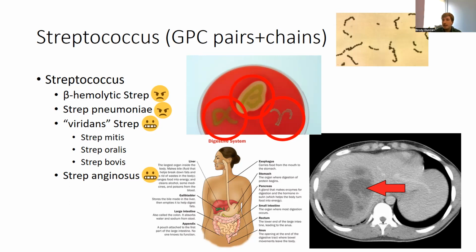For example, it causes intra-abdominal abscesses that can require surgeries even to drain them. So again, Strep anginosus kind of is on the spectrum between the viridans strep and things like Strep pneumo, where it's sometimes a normal part of the healthy body flora, but it can also cause very severe infections. So that's everything I had to say for streptococcus.